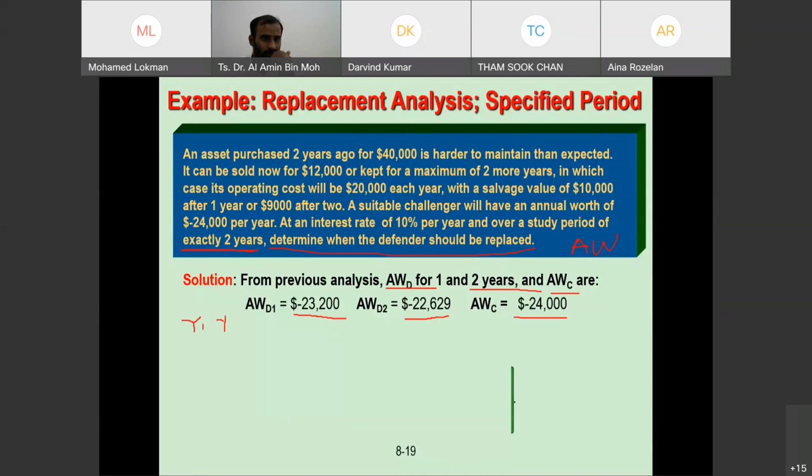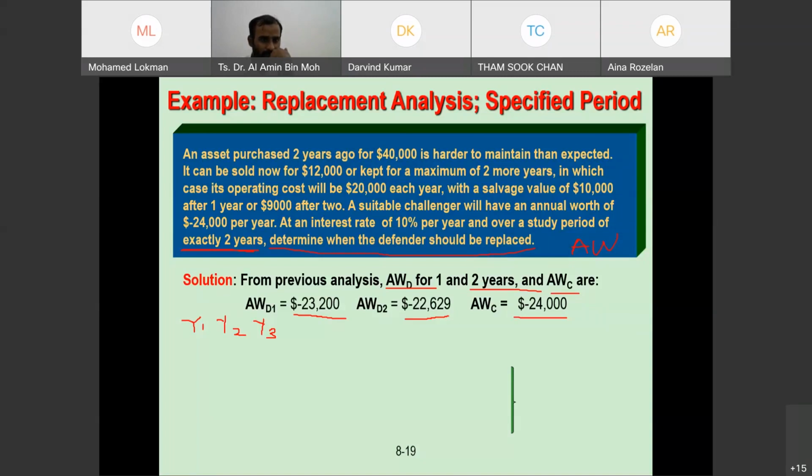Year 1, Year 2, Year 3. Although they say the challenger has exactly 2 years, the defender can be sold now. So you can sell it now, or you can keep it for 2 more years. So what are the possibilities that we have?